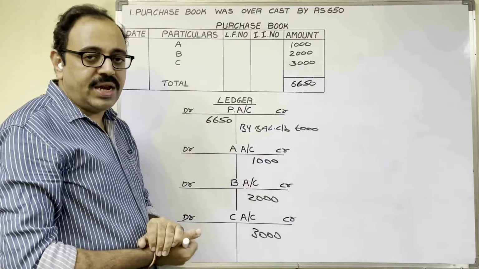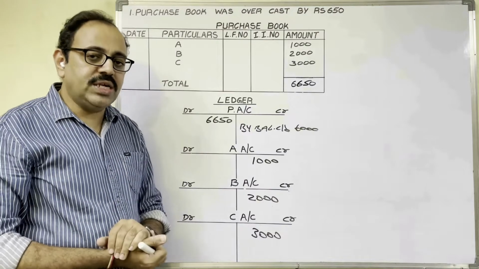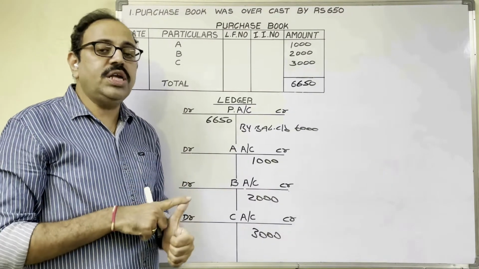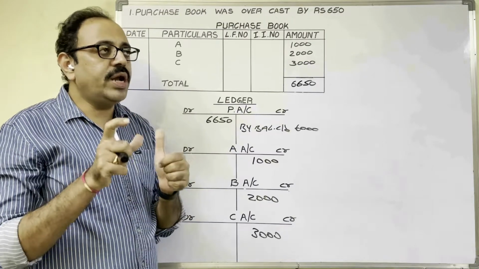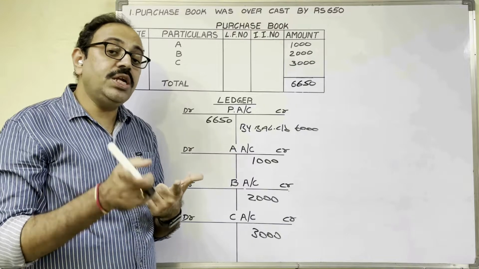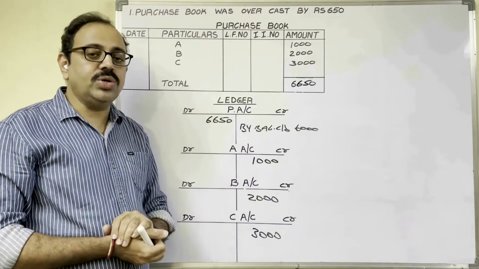Mistake is in only one account. To rectify the error, we should take the help of a suspense account. But in the question, he is asking two things. If the suspense account is maintained, how to write the rectification of error entry? If the suspense account is not maintained, how to show this rectification? That also he is asking.